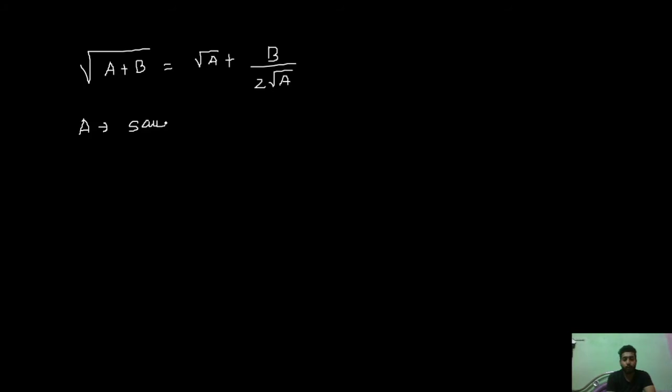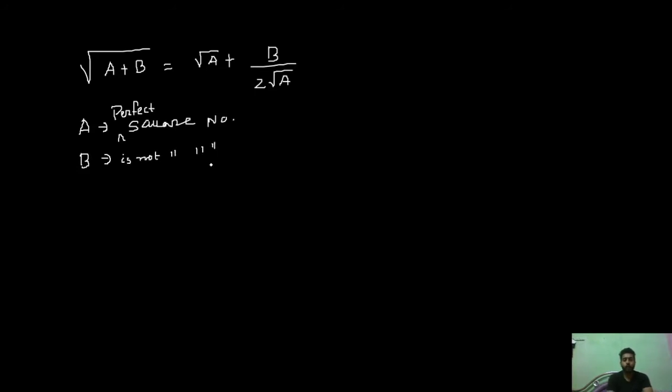To find the square root of a number which is not a perfect square, we need to know a formula. The formula is as follows: root over of a plus b equals root a plus b by 2 root a. Here a is a perfect square number and b is not necessarily a perfect square number.